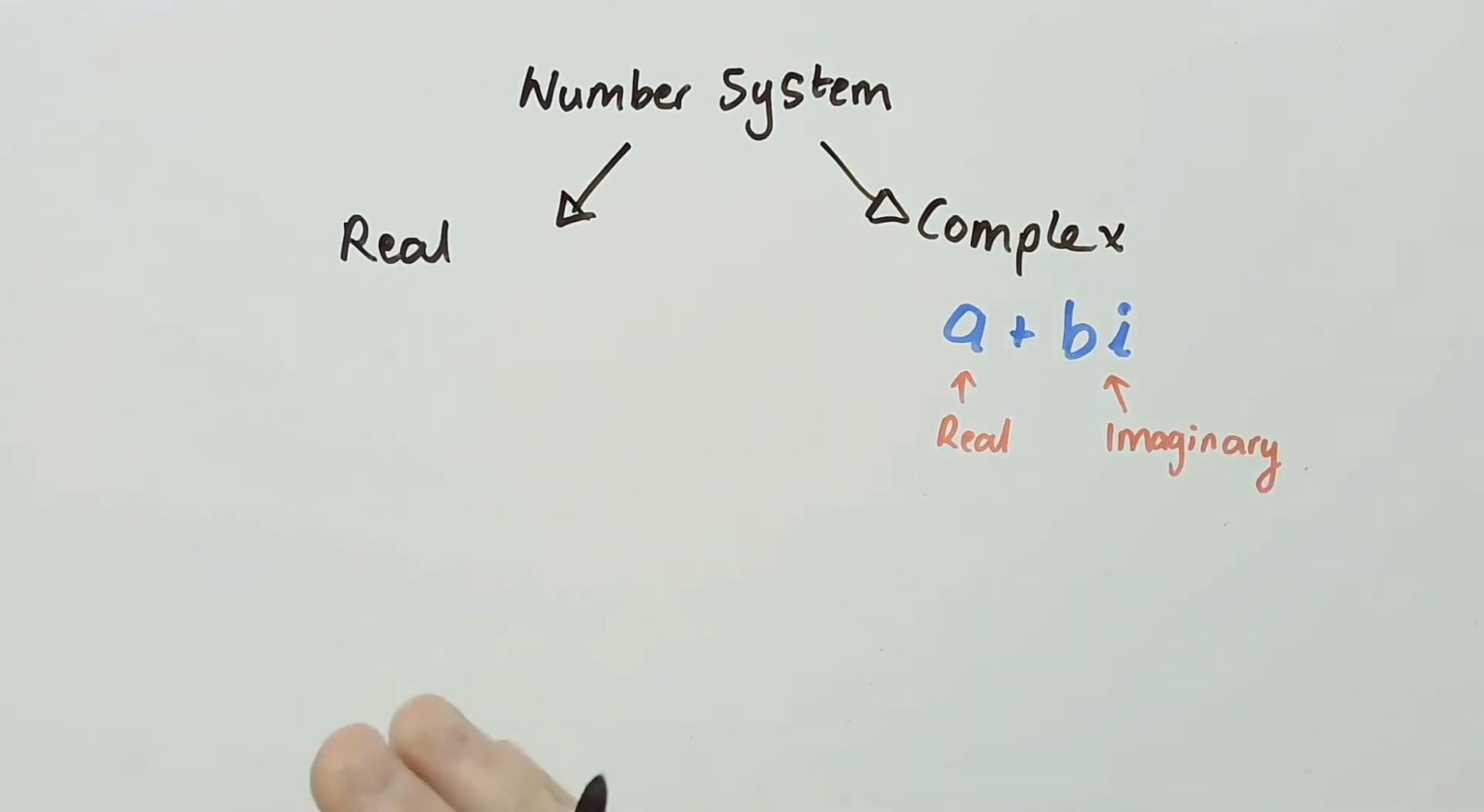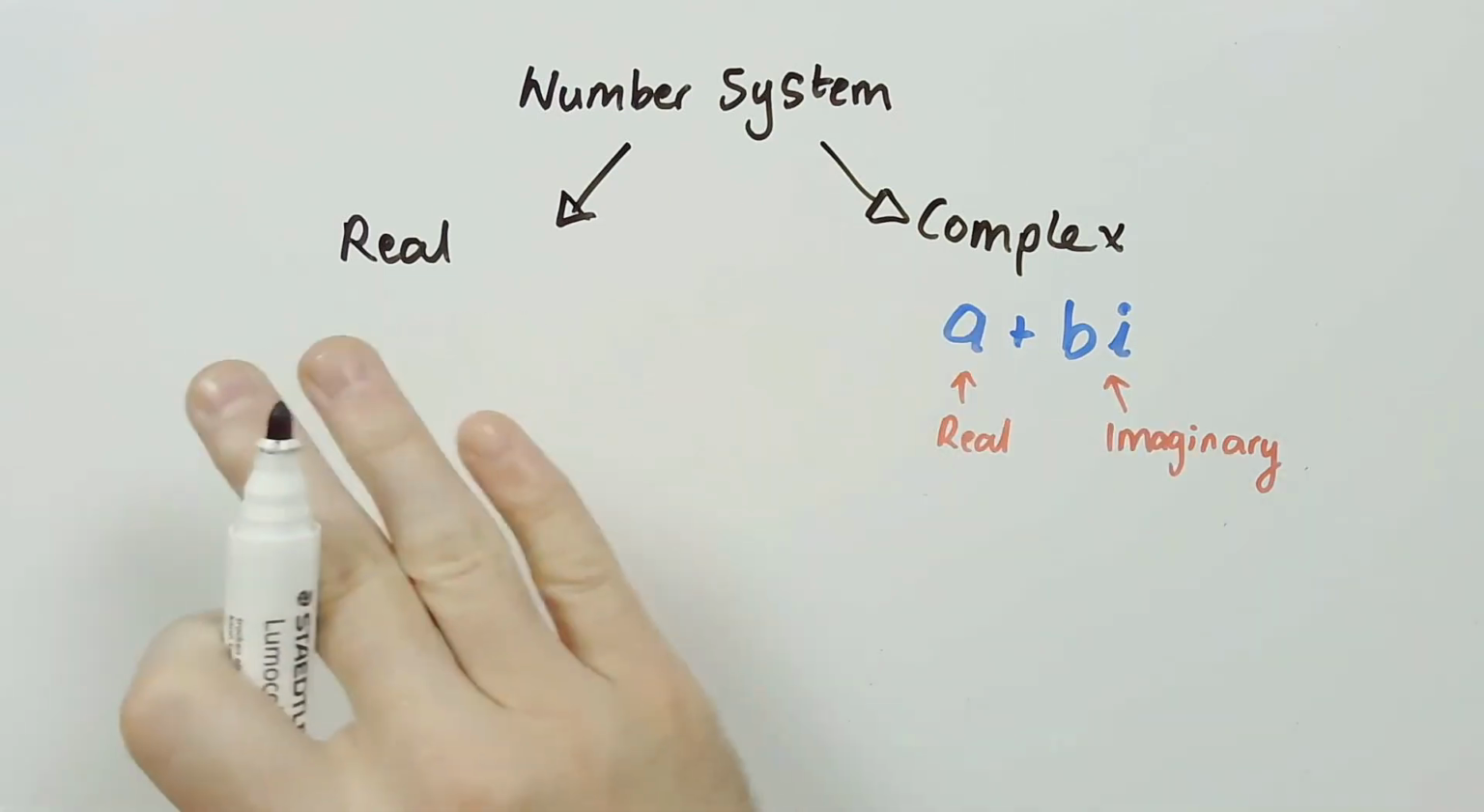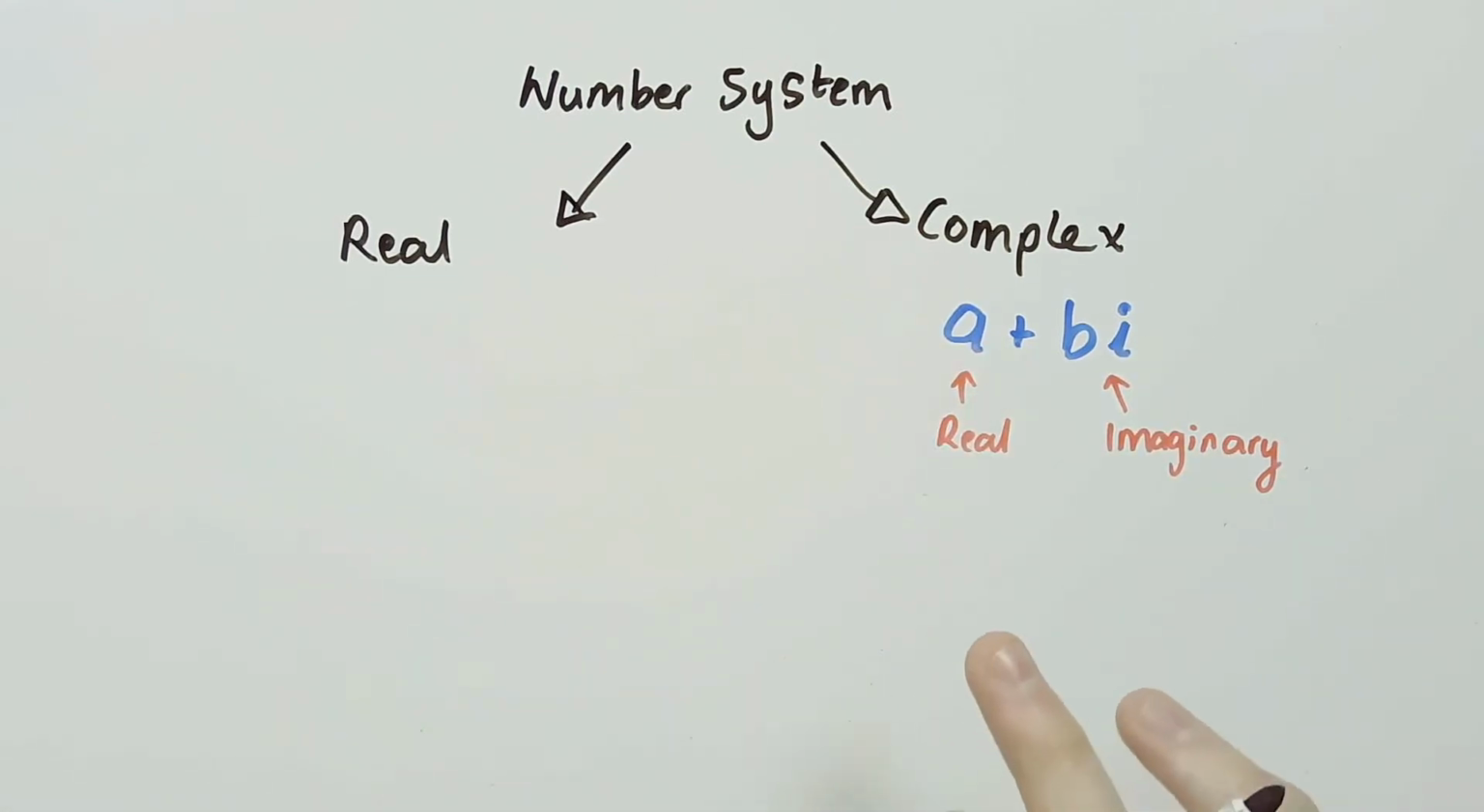And you can, of course, combine real and complex numbers in mathematics. They're not mutually exclusive. You don't have to only use complex numbers without real. You can use them together. But like I say, we won't go into that in this video.